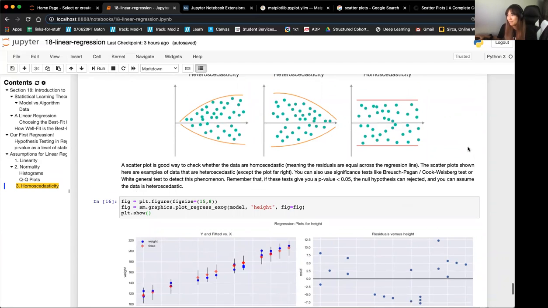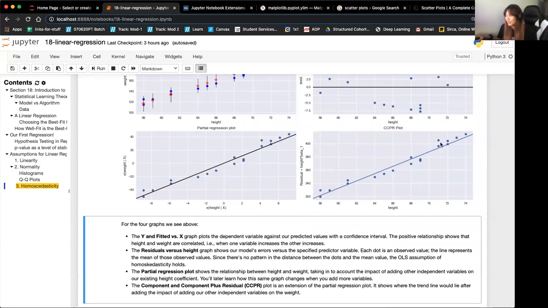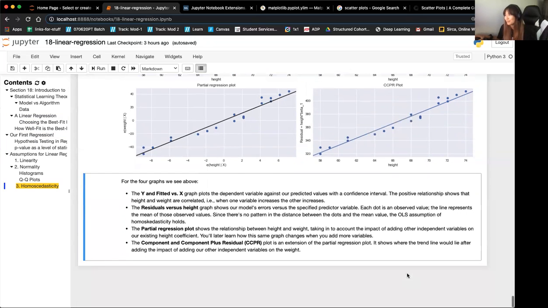There are these other plots, partial regression plots and CCPR plots. These will become more relevant to us when we get to multiple regression, when we deal with more variables later on. Cool, but that's about it. This is a crash course introduction to linear regression. Does anyone have any overall questions about stuff we've talked about so far?